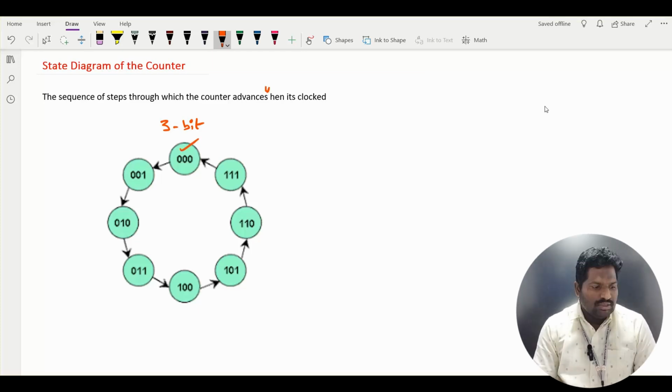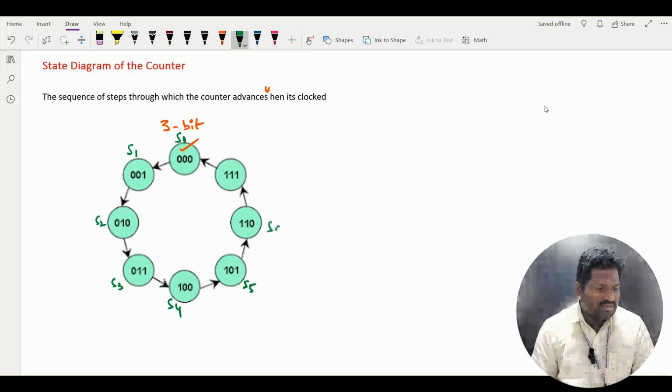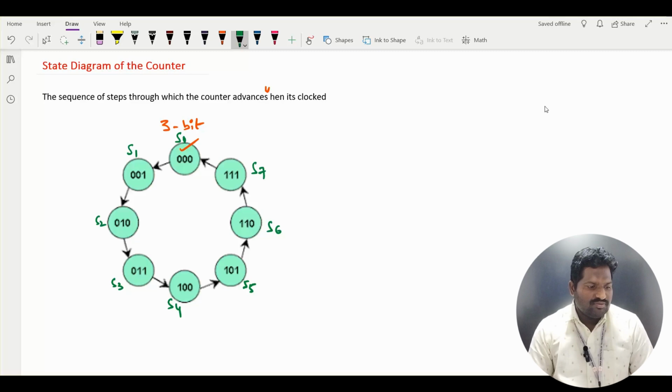Whenever we clock, it will go to the next state of 001. That means if I take it as state 0, then it is state 1, state 2, state 3, 4, 5, 6, 7. A total of 8 states are there, from S0 to S7. So in this way, from the initial state 000, the next state is 001.